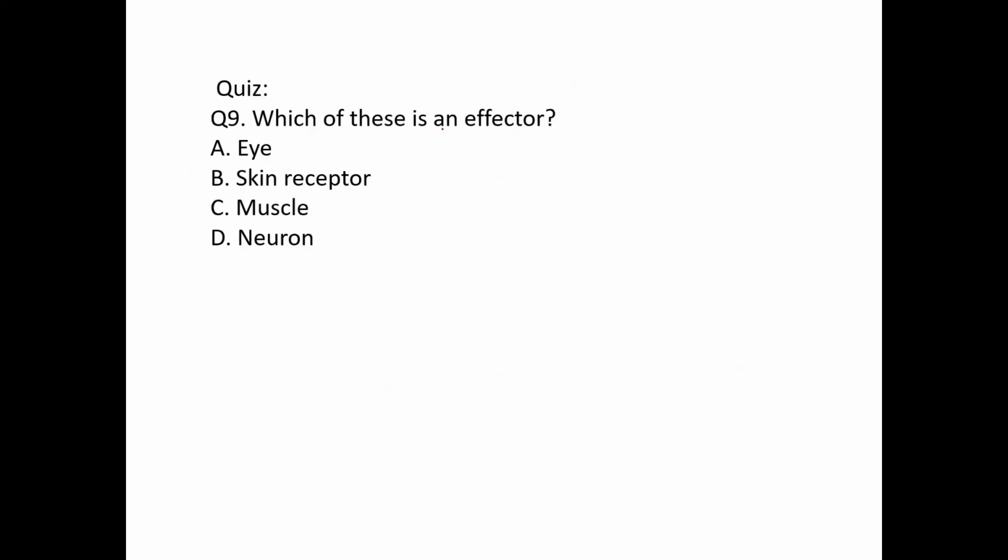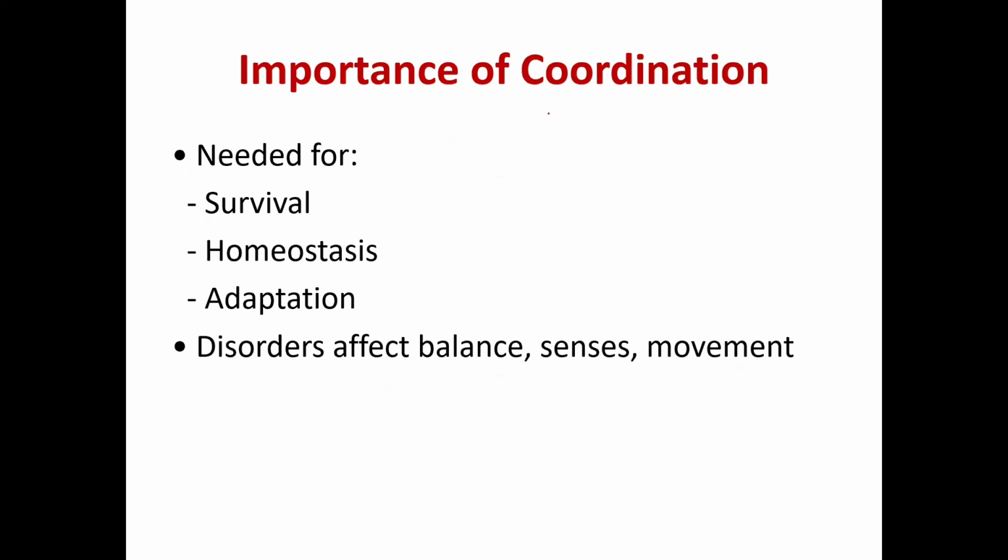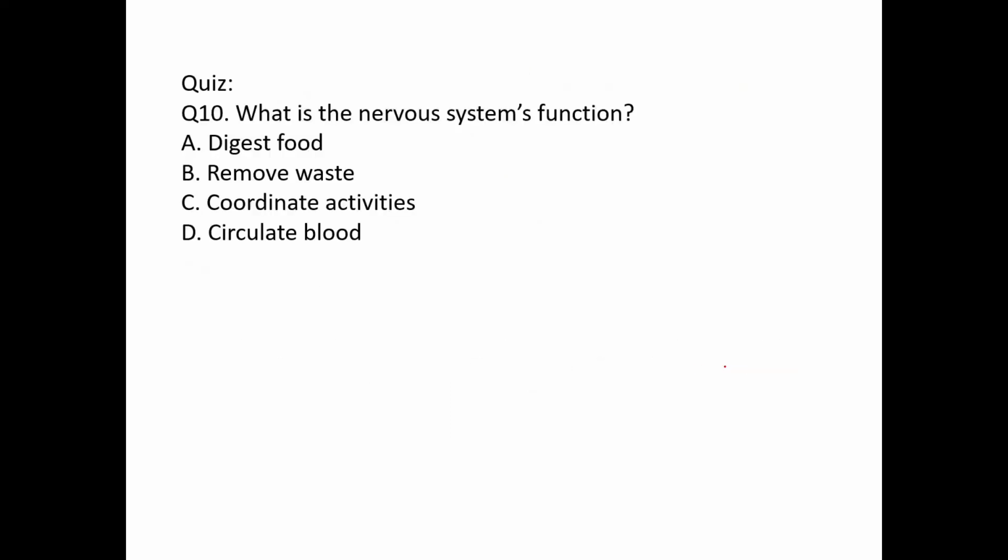Which of these is an effector? Effector is muscle. Importance of coordination: why do we need coordination in our body? For survival, for balancing, homeostasis, for adaptation. Disorders affect balance, sense, movement. What is the nervous system function? The nervous system helps in coordinating activity.